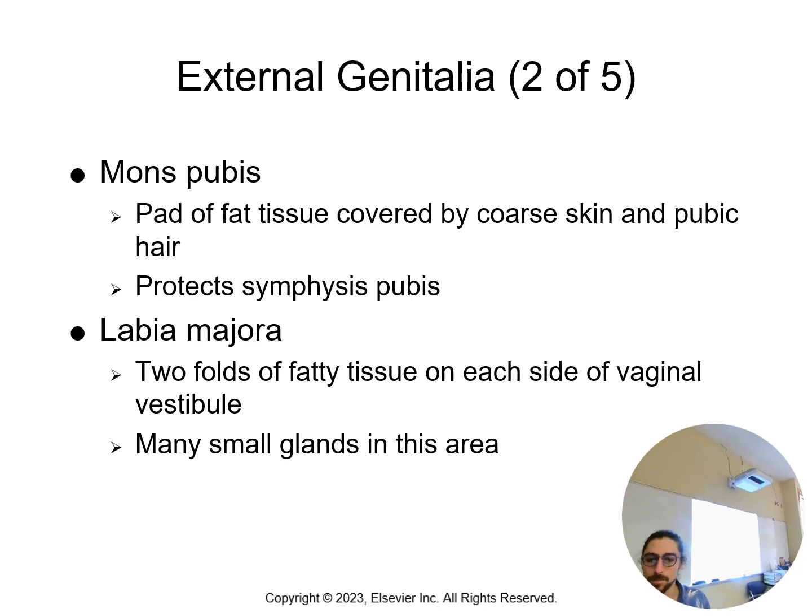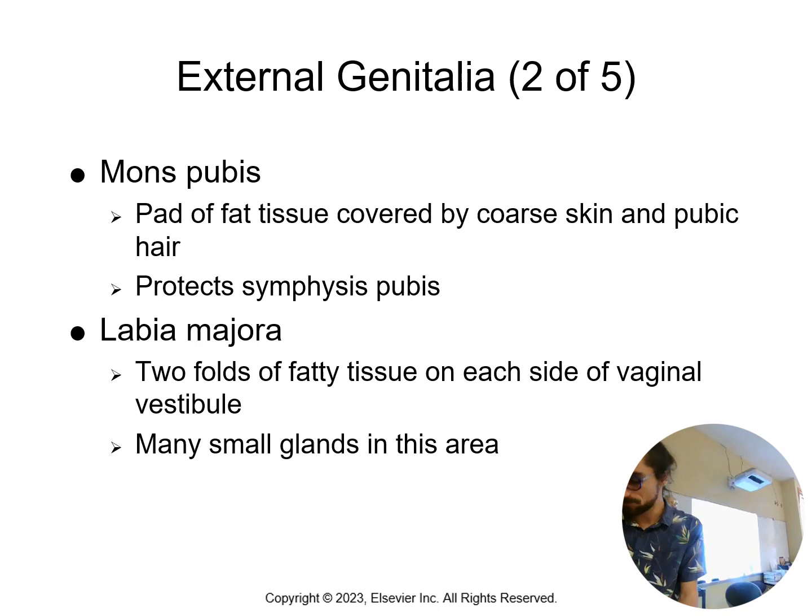All right, mons pubis, the pad of fatty tissue covered by coarse skin and pubic hair, protects the pubic symphysis. Does he have a name? Do we have a name for her? Nope. All right. If anyone comes up with a name, toss it out. But literally, right here is where that pubic symphysis is going to sit. Let's see if I can get the guts out. Okay, so it's sitting right here, and there's that layer of fatty tissue on top.